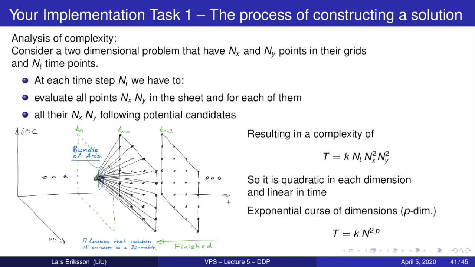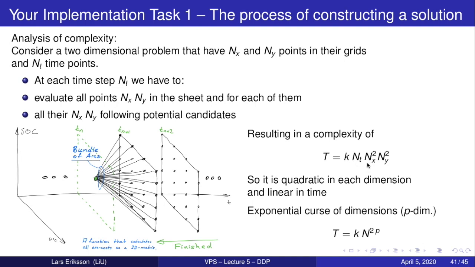So coming to your implementation task, the process of constructing a solution and analysis of the complexity. Consider a two-dimensional problem that has NX and NY grid points. When we're evaluating what happens here, we are evaluating NX times NY points. And for each of these points, we're evaluating NX times NY potential candidates. So the resulting complexity becomes proportional to the computational time of each iteration times the number of time steps times NX squared and NY squared. So it is quadratic in each dimension and linear in time.